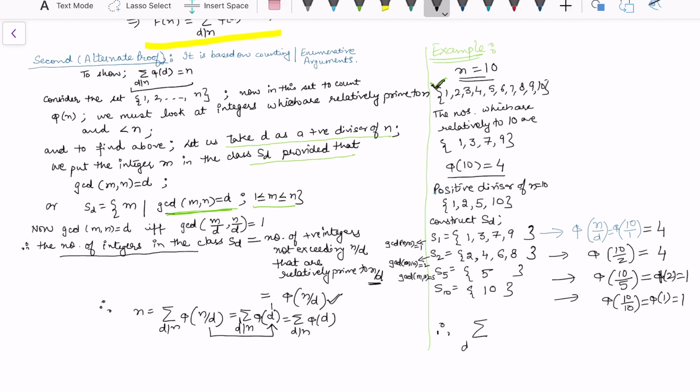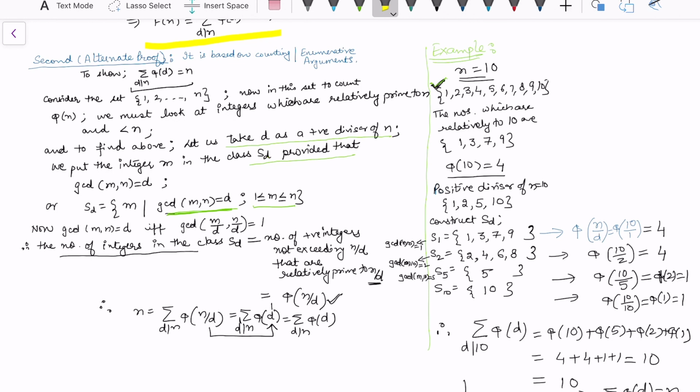So if I sum over d divides 10 of phi of d, this is nothing but phi 10 plus phi 5 plus phi 2 plus phi 1. So this is 4 plus 4 plus 1 plus 1, equal to 10. So that's the answer for the main case, and this is what the theorem says: the sum of phi of d over the divisors of 10 is equal to 10. Or we may say the summation over d divides n of phi of d is the same as n. So that's the theorem that we have already proved.